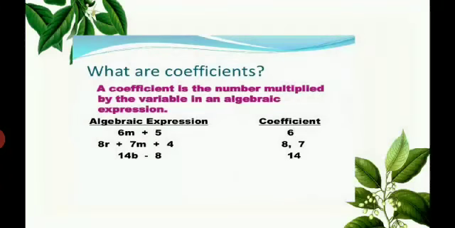What are coefficients? A coefficient is the number multiplied with the variable in an algebraic expression. For example, on the left hand side there are some algebraic expressions, and on my right side there are the coefficients of these expressions. Like 6m plus 5: what is the variable, and what is the coefficient? 6, which is with the variable. Next is 8r plus 7m plus 4, and what are the coefficients? 8 and 7, sorry, and 14 is the coefficient.